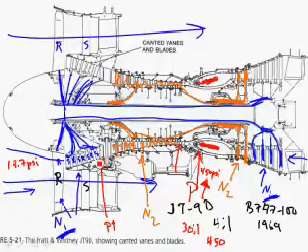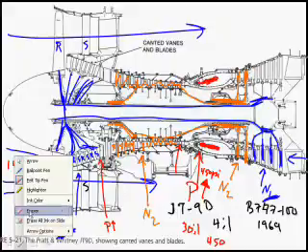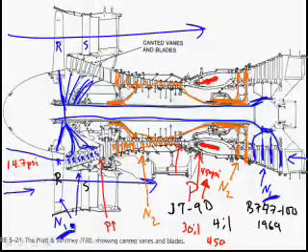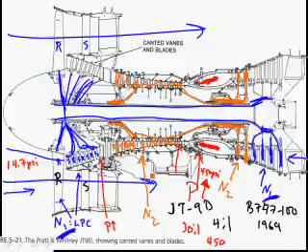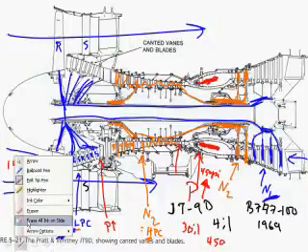So if we had to call one of these low pressure and one of them high pressure, we'd call the N1 the low pressure compressor, and we would call the N2 the high pressure compressor. The discharge pressure coming out of the N1 is a lower pressure than the pressure coming out of N2, so N2 would be the high pressure compressor.